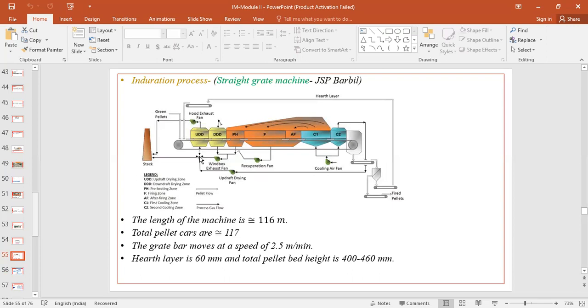Updraft means we supply from the bottom and the draft travels up, so that the bottommost layers of the pellet will get dry first. So this is the updraft drying zone. Similarly, for the downdraft drying zone, the amount of heat required is supplied from the preheating zone.